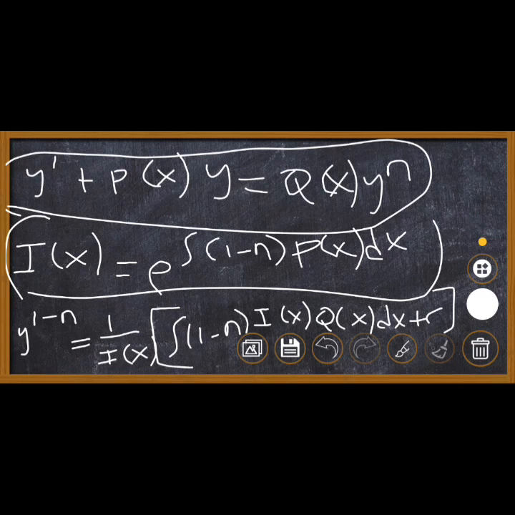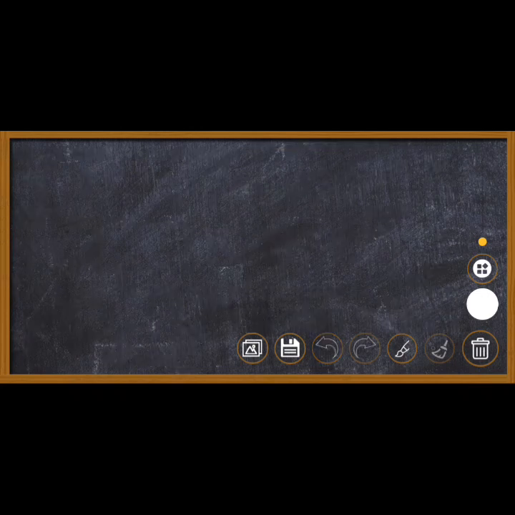So the first step is writing the expression in this manner. After you write it in this form, then you find the integrating factor. After you find the integrating factor, you replace in this general equation and simplify. That's all about this. So let's look at examples.